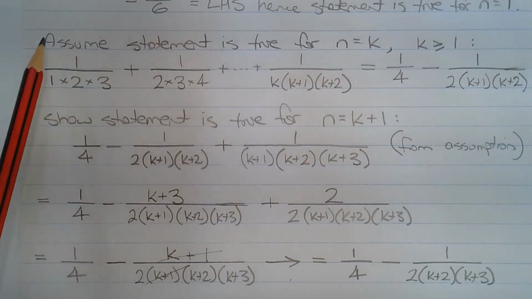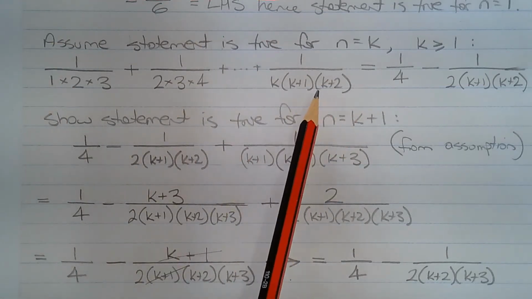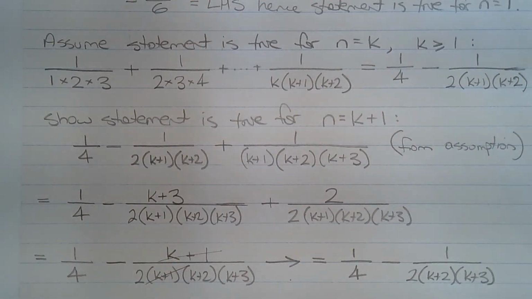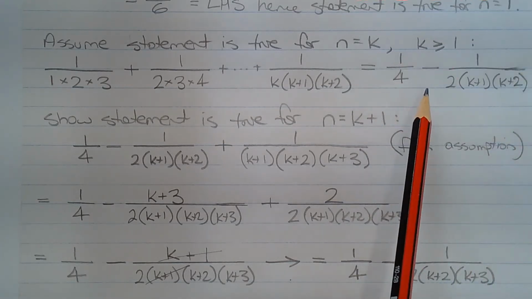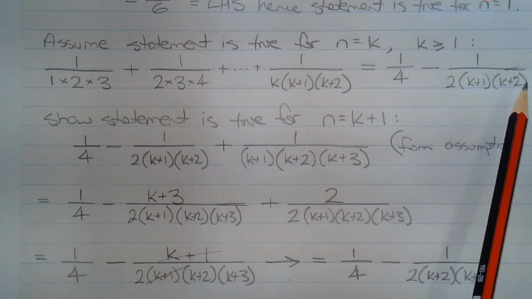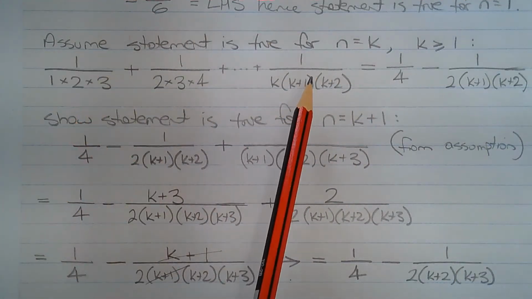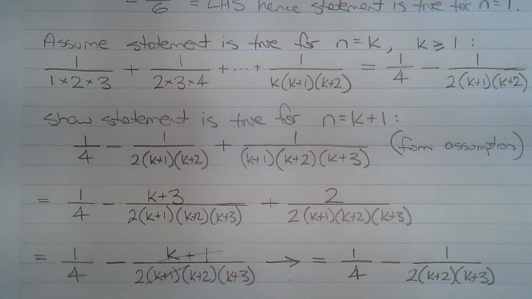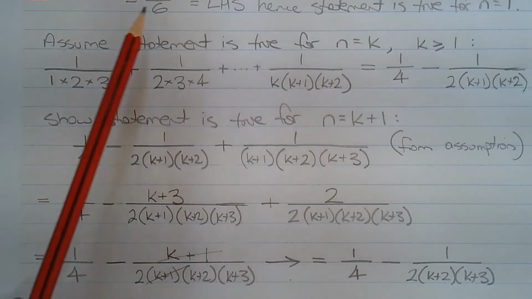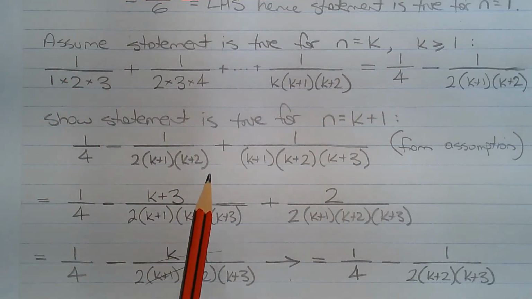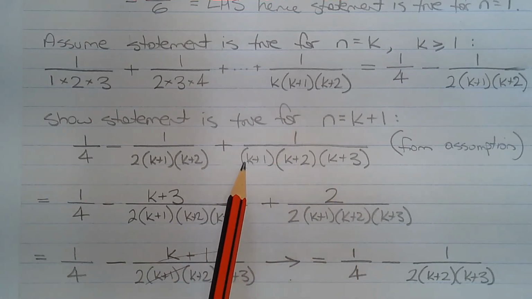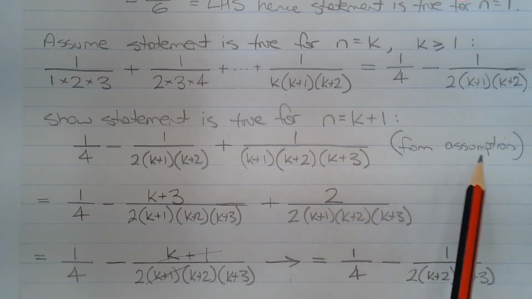Now, the left-hand side part of the statement can be replaced with the right-hand side by the assumption. So 1/4 − 1/(2(k+1)(k+2)) is equal to the left-hand side. What we need to do is take this side of the assumption and add on the next term, the k plus 1 term. So we have 1/4 − 1/(2(k+1)(k+2)), which represents the left-hand side of the assumption, plus the next term along, which is 1/((k+1)(k+2)(k+3)). I'll just make a statement here: from the assumption.